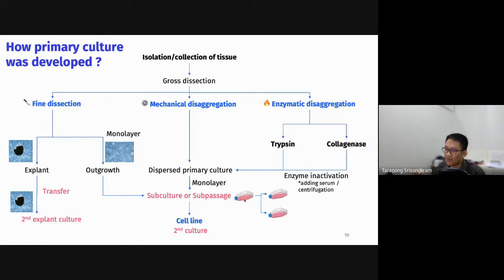After the cells grow fully confluent, after they cover the whole surface of the flask, we need to divide the cells into another plate, because if we don't divide or subculture the cells, the cells will die inside the plate, as they have no area to go. Once we subpassage or subculture the cells into another plate, these cells will be called a cell line or the secondary cell culture.